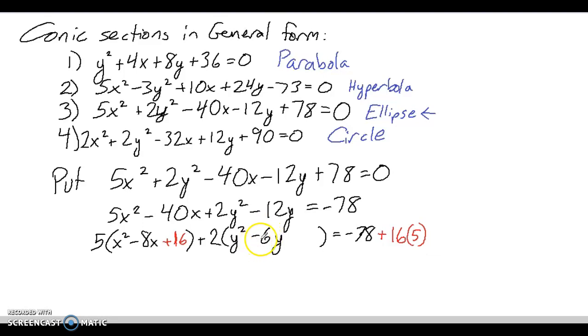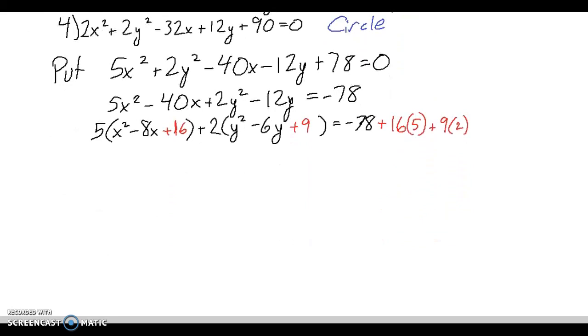We use a similar method here with the y's. Half of -6 is -3, squared is 9. But that's not really 9. This is 9 times 2. And now let's start simplifying everything. The process of completing the square means this is a perfect square trinomial, so it can factor to x minus 4 squared. Same idea here. This can factor to y minus 3 squared.